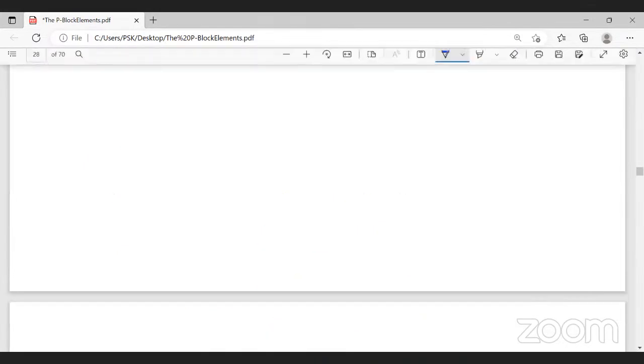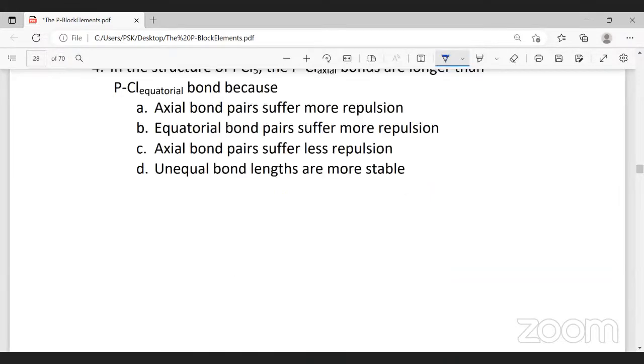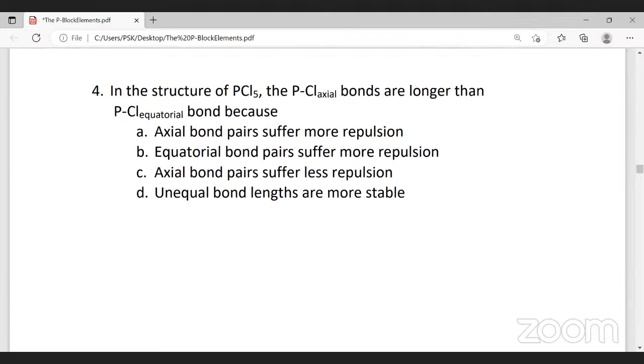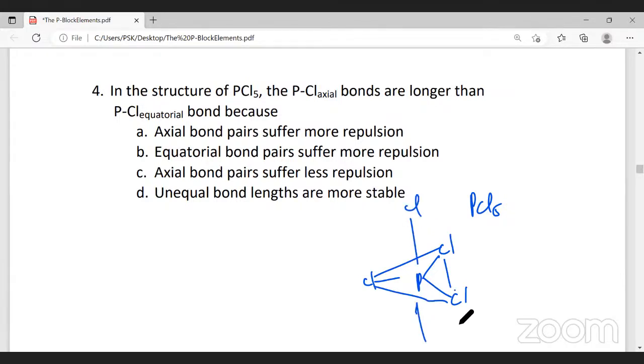The next question. In the structure of PCl5, the axial bonds are longer than equatorial bonds. So PCl5 is triangular bipyramidal. This is a triangle, chlorine, chlorine, and chlorine. Bipyramidal, one chlorine above the plane, the other chlorine below the plane. These are called axial bonds, above and below the plane. These are called equatorial bonds. Due to the repulsion between these two chlorine atoms, the axial bonds will be a little longer compared to the equatorial bonds. Hence, the answer is option A.